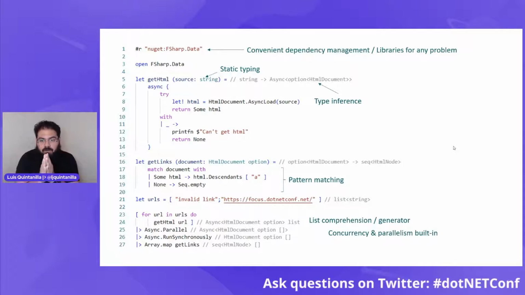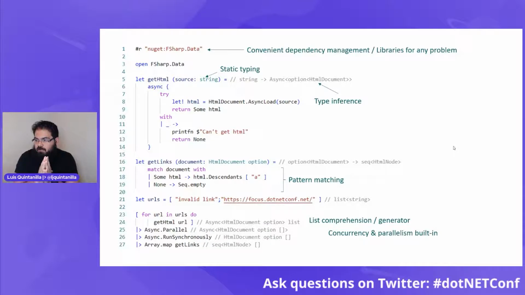One of them, straight up, at the very beginning here, is the fact that you have libraries for any problem. In this case, I'm using F Sharp Data to get and download HTML from some website, right? In this case, there's static typing. Again, there's a compiler that's checking my code. And there's also type inference, which is probably the next best thing or the closest that you can get to dynamic typing inside of a statically typed language, in the sense that I'm not explicitly defining the types here, but the compiler is able to infer the types that I'm working with based on the code that I have inside of my application, right? You have things like pattern matching, list comprehension, generators, and concurrency and parallelism built in.